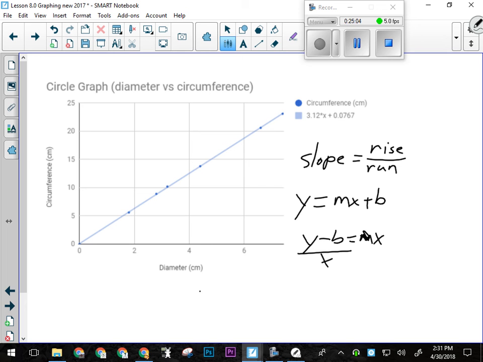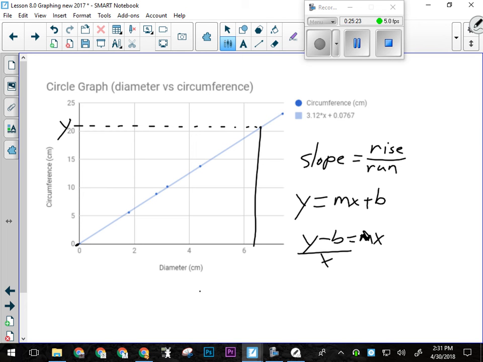Okay, so now let's have a look at it. Let's say we're using this point. That would be y, and I'm subtracting b, which would be down here. So would y minus b be the rise of my line? Right? It's how high the line goes, or how much the line goes up.